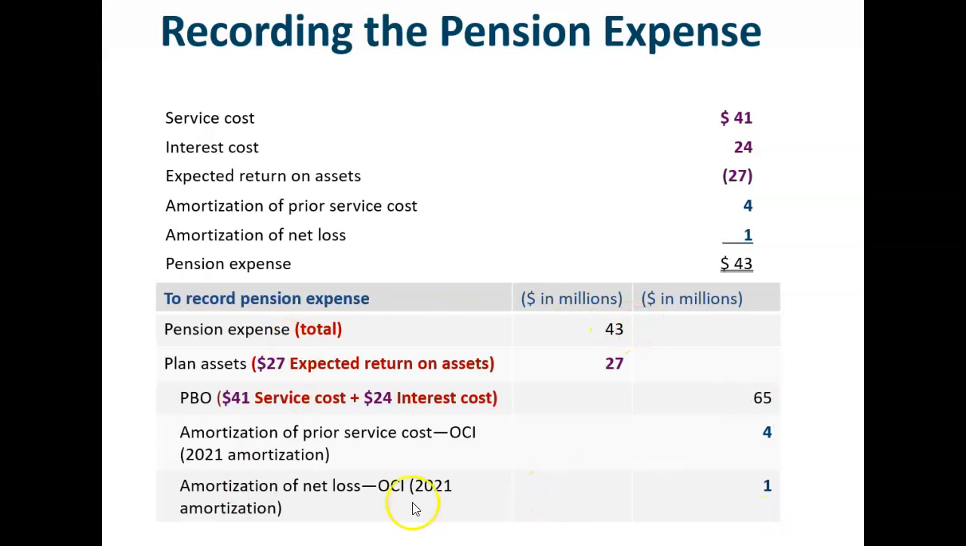Notice the only number that hits the income statement is the pension expense. This hits the balance sheet, this hits the balance sheet, and both of these amounts hit the statement of other comprehensive income.